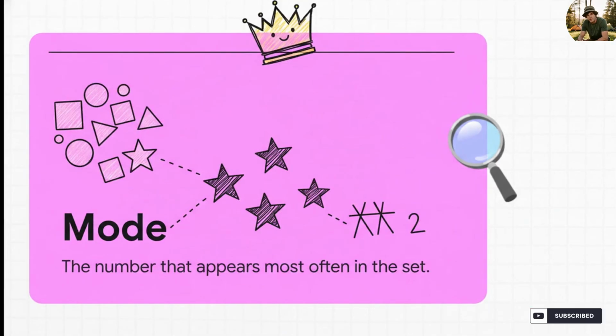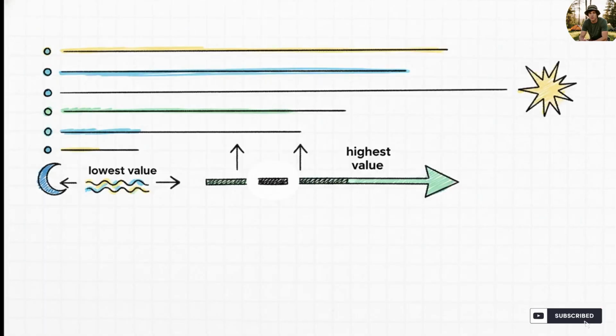Then there's the mode. You know, I like to think of this as the most popular number in the group. It's simply the value that shows up more often than any other number in the data set. That's it. And finally, we have the range. This tool is all about measuring the spread of the data. To find it, you just take the highest value in the set and subtract the lowest value. It gives you a really quick sense of how far apart all the numbers are.